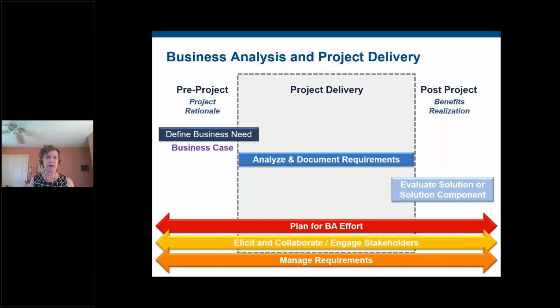So here we have some buckets. You can call them domains, call them knowledge areas, sort of buckets that we can put BA work into. And what are these buckets? So you've got this pre-project work.